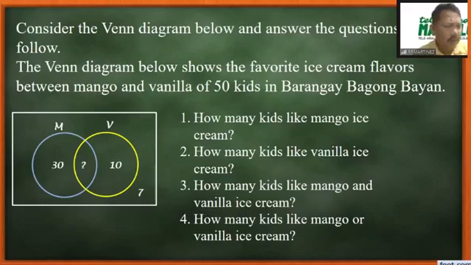Okay, so I think may mga sagot na tayo dito from the chat box. So let us try. For given example number 1, according to Mark Dominic de los Santos, number 3 is 3. Okay, how many kids like mango ice cream? We will focus on this one, mango ice cream. Before you answer this, class, you need to write the intersection first. So what is the intersection?